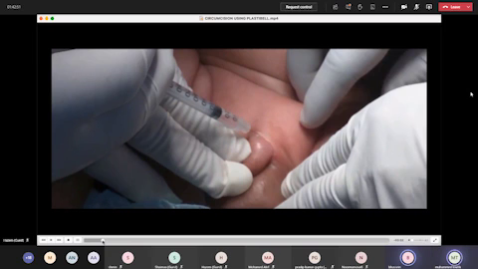Whenever you touch the penile, the prepuce, also you expect a bit of bleeding.